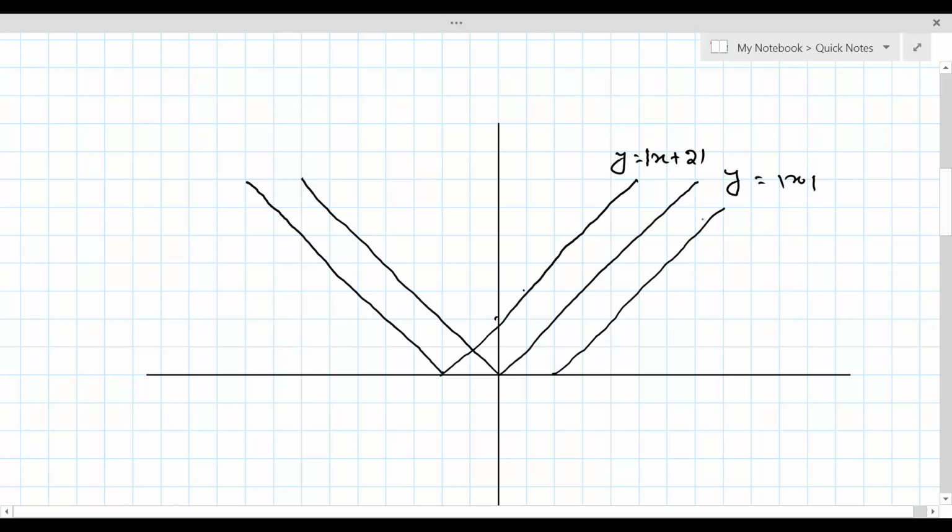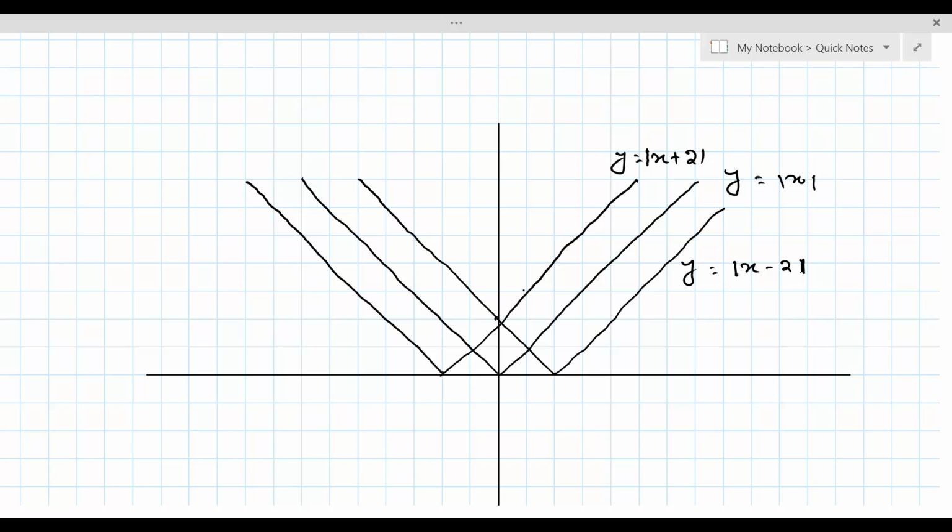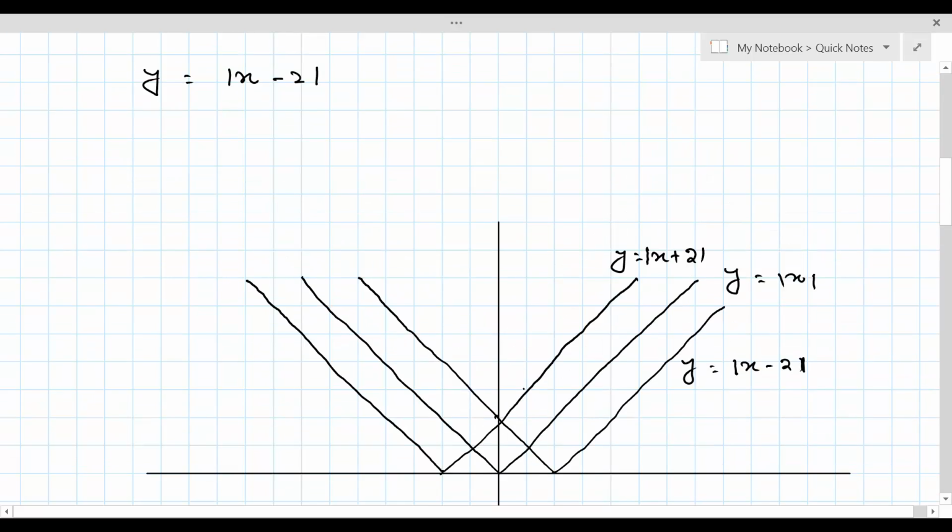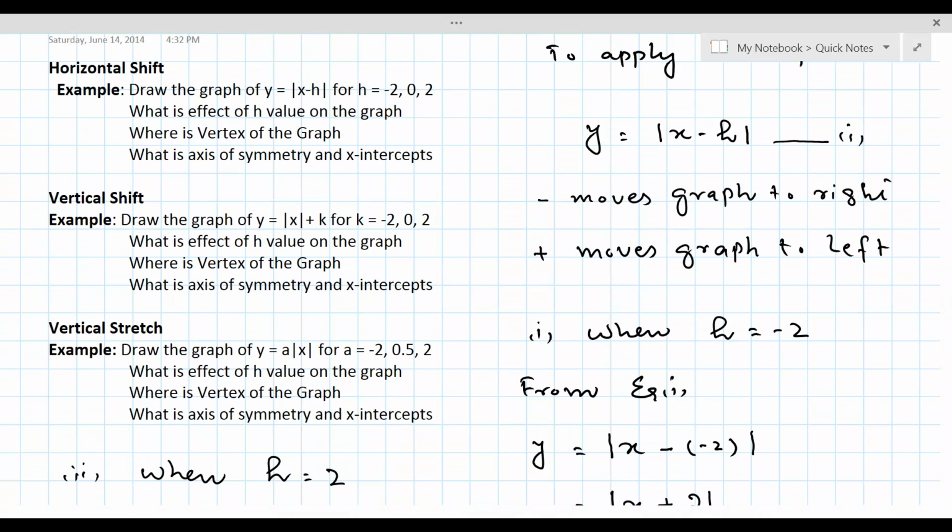And on the other side, we will make a similar graph. And this equation is y is equal to mod of x minus 2. So now you can see that anytime you want to move the graph toward the left or right, you can write the equation, or if you are given an equation defining the left or right, or in other words horizontal movement, you can do so. And for the second case, we have vertical shift.